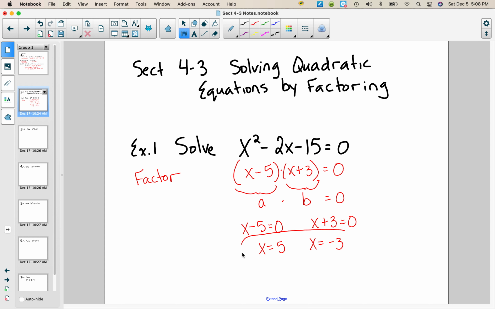These are the solutions: if we substitute a 5 back in there, you will get 0. If you substitute a negative 3 back in here, you will get 0. By the way, if you graphed the related parabola, y equals x squared minus 2x minus 15, the related function, you would get x-intercepts of 5 and negative 3. So keep in mind how these things are related to the related function.